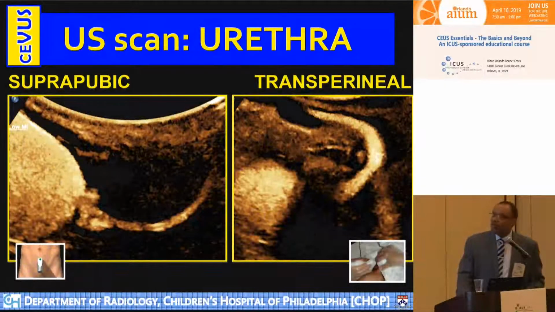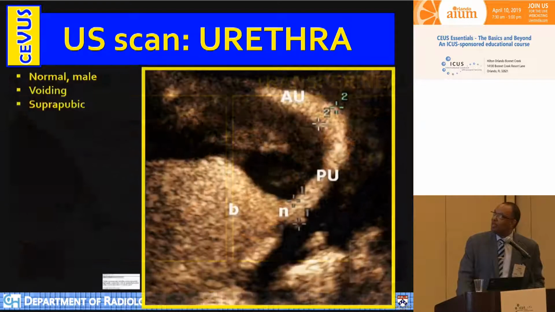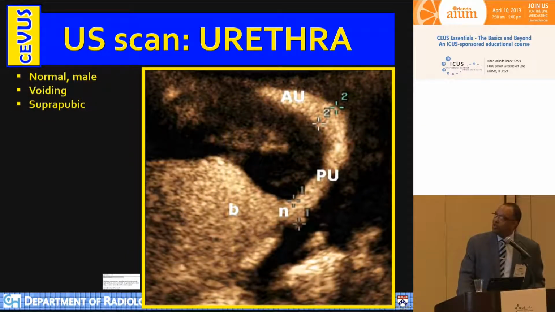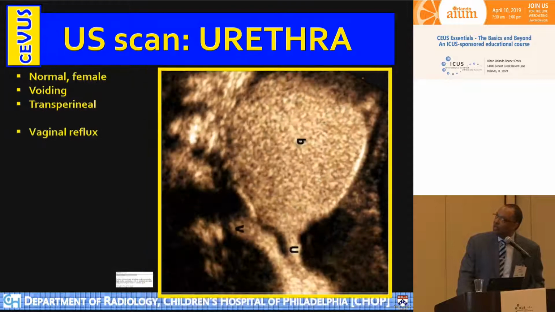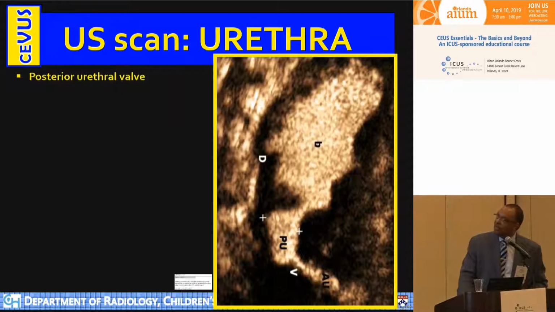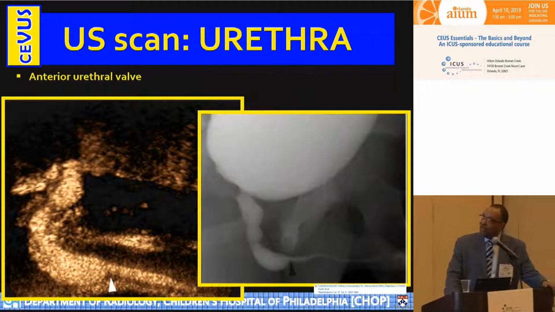We also scan the urethra in suprapubic or transperineal. Here you see a nice normal male urethra. There are normal values for the diameter of the anterior and posterior urethra. Here you see the urethra of a girl with reflux into the vagina too, which occurs very frequently with VSUG or ultrasound reflux study. And this represents a dilation of the posterior urethra, so a patient with a posterior urethral valve. Here, an anterior urethral valve with the dilatation, nicely shown also on ultrasound.